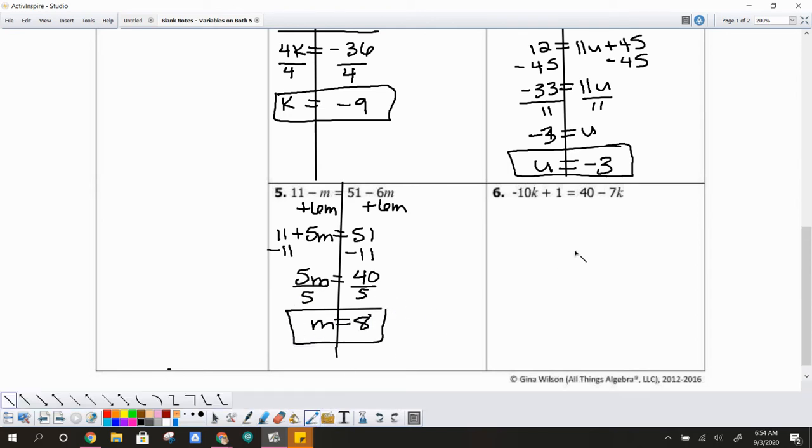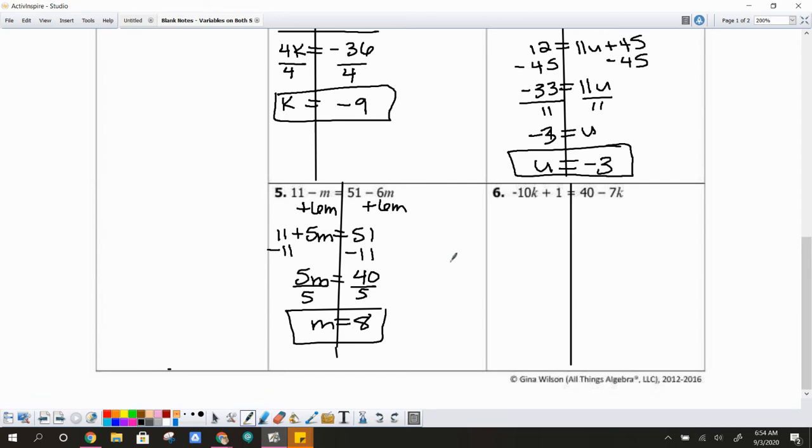All right, same thing for number 6. There's nothing to combine, nothing to distribute. So going straight to the variable part. So my smaller one, I have a -7 and I have a -10. My smaller one's a -10. So I'm going to add it to both sides. So I have 1 equals 40 plus 3k. Then I can go ahead and subtract the 40 to get it to the other side. And I have 3k. And then I have -39.